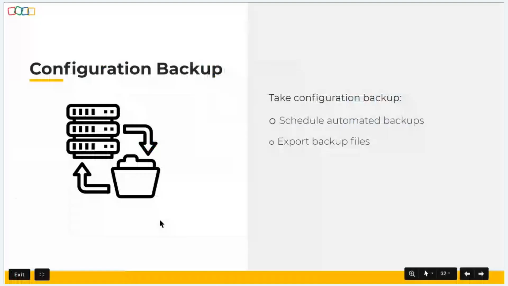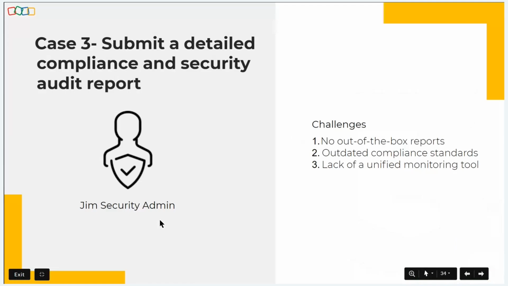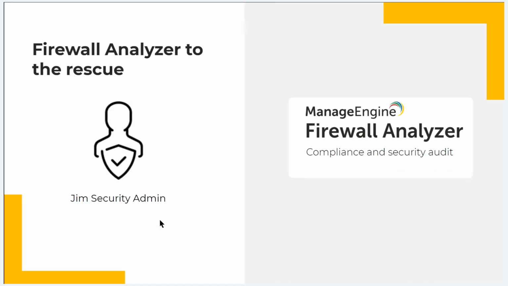All right, so moving on. Let us proceed to the next use case. This would be for Jim to submit a detailed compliance and security audit report. Jim's company needs to be compliant with multiple security standards, but they are falling short with a lot of them. And this has affected them so much that they have started losing customers since their compliance is not up to date. Jim has been assigned a task to submit a detailed compliance report and security audit report every quarter. So let us look at how Firewall Analyzer can help Jim to solve this issue.